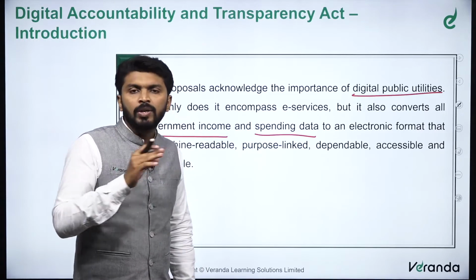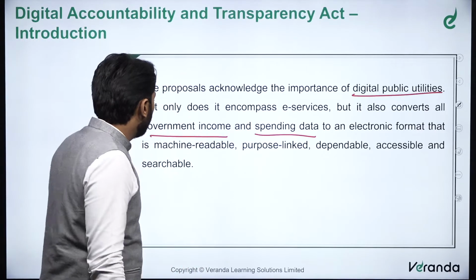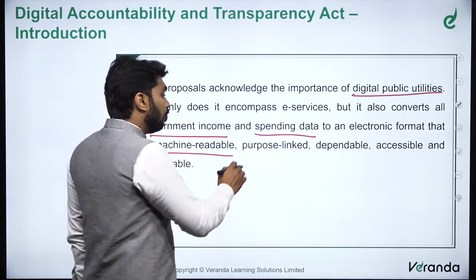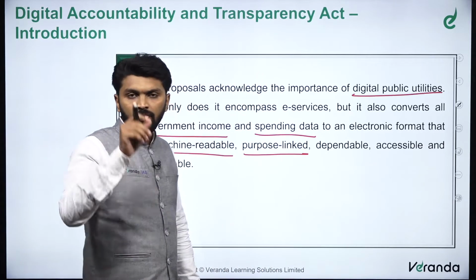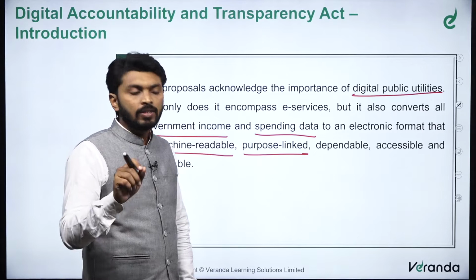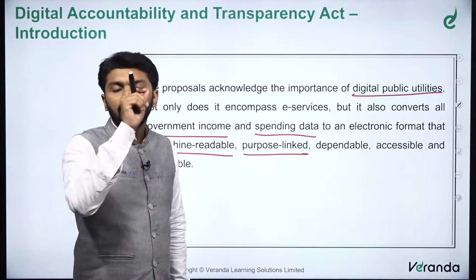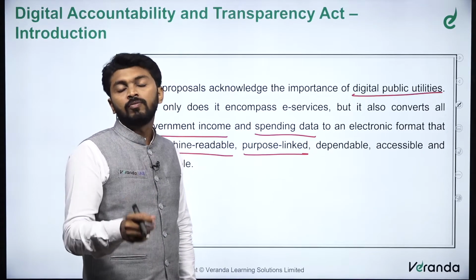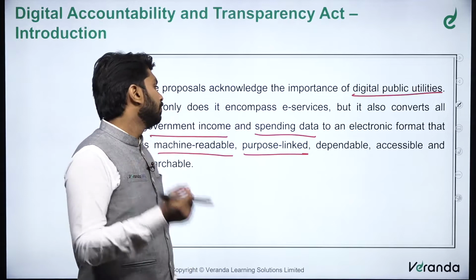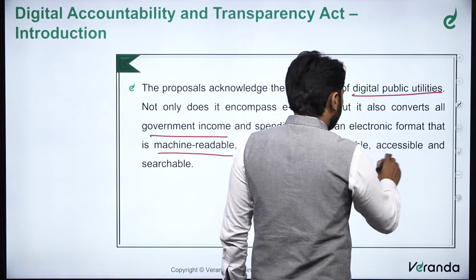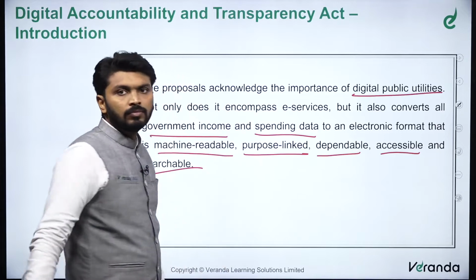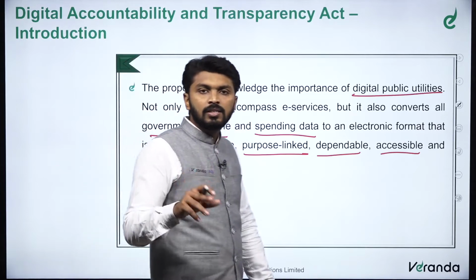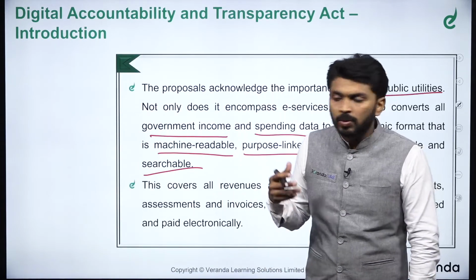So these proposals by CAG want it to be converted electronically, that is machine readable, where no human interpretation is required, and purpose linked, meaning every expense or every income has to be linked to the purpose for which it is spent or from which this income is acquired, dependable, accessible and searchable at any time in future. So this is the objective of this Digital Accountability and Transparency Act.